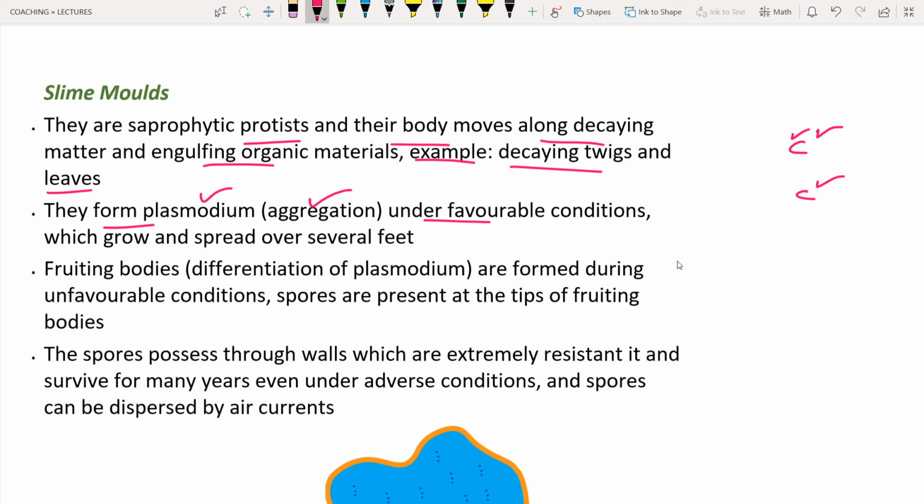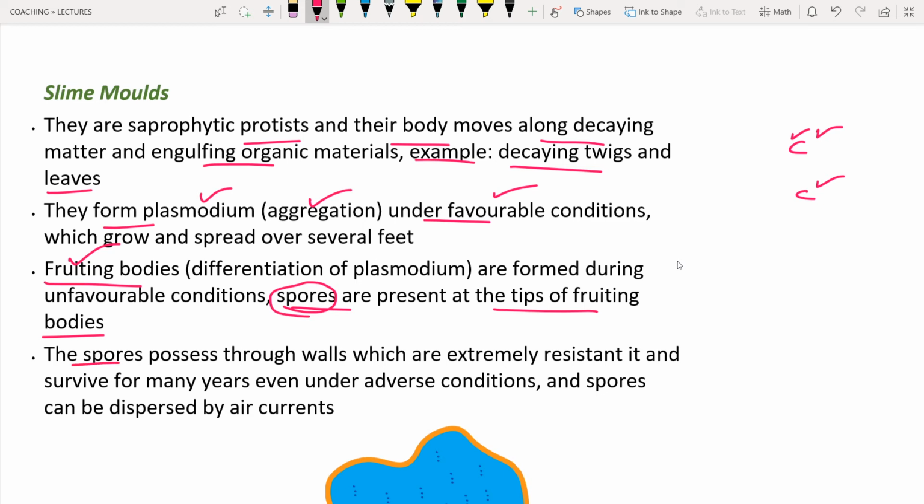It means they occupy a larger area. This is only in the case of favorable conditions. But if the nature is not favorable to them, that is unfavorable conditions, they form fruiting bodies. If fruiting bodies are formed, there is a formation of spores on the tips of the fruiting bodies. The fruiting body is a differentiation of the plasmodium. These fruiting bodies bear spores, and the spores survive in the toughest conditions, or when the nature is not favorable to them.